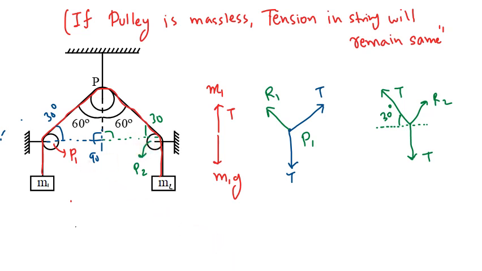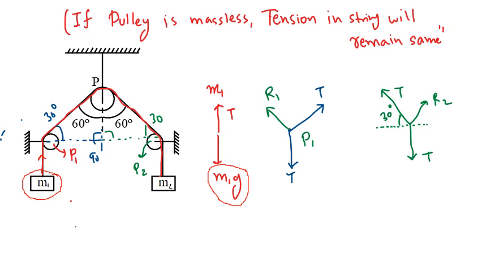So first, let us suppose we draw for M1. For M1, you'll see M1G will be there, that is the gravitational force, and there is a string on the top of M1, so the tension will be T. So T and M1G will be there in the free body diagram. And remember a very important concept.